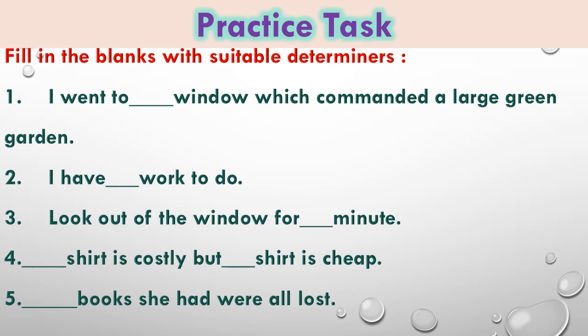The first blank is, I went to dash window which commanded a large green garden. Okay, students? Now you think about what will come in this blank, which word from which type of determiner will come in it. I went to dash window which commanded a large green garden.